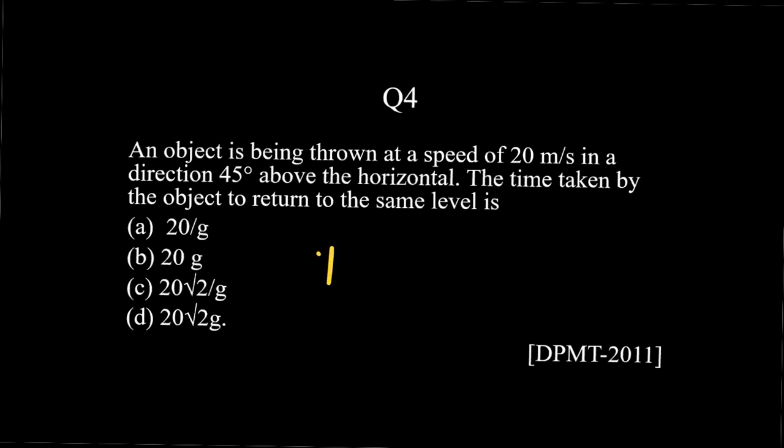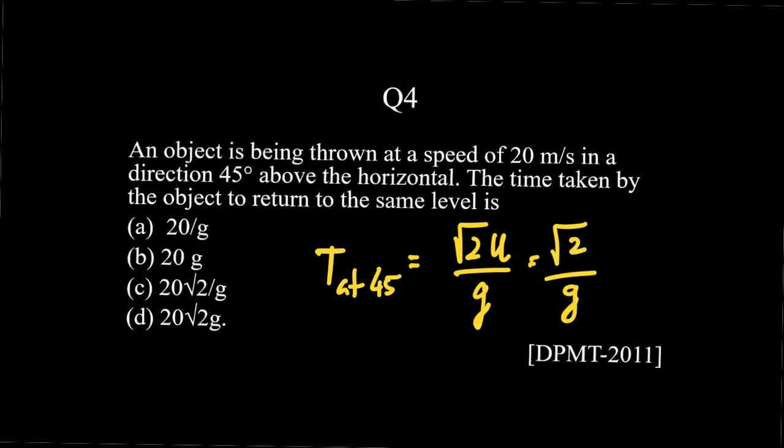See, we know that time of flight at 45 degrees is equal to root 2 u by g, which means it will be root 2 by g into how much is the velocity? It is 20 meters per second. So 20 root 2 by g. D is the correct option.